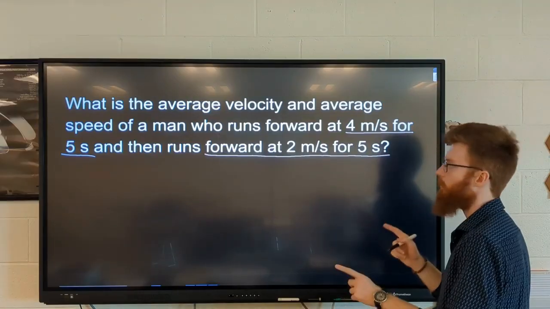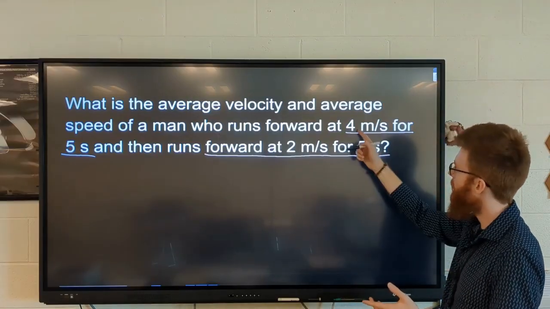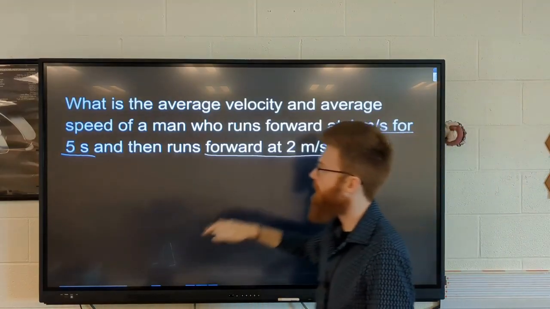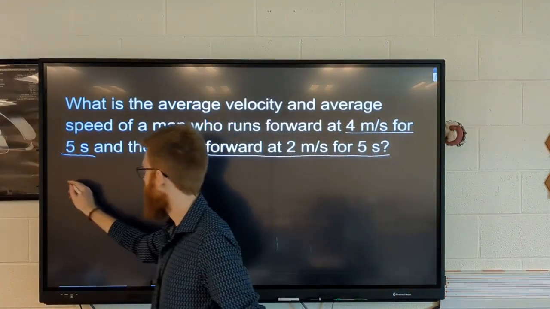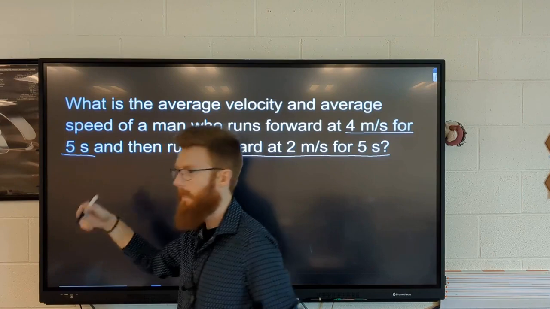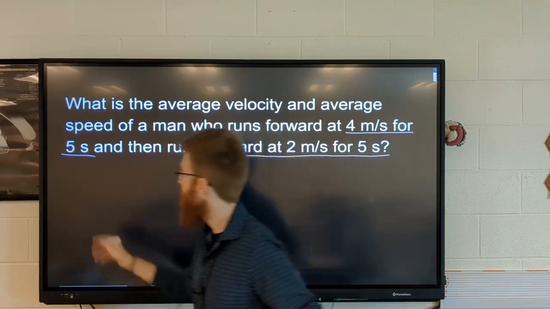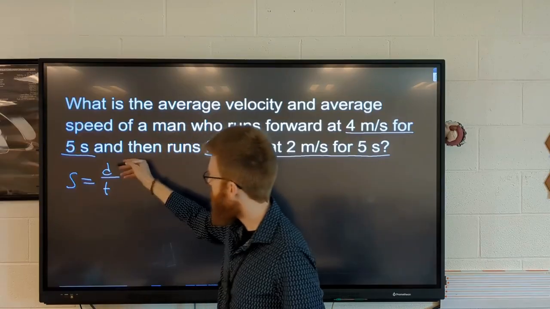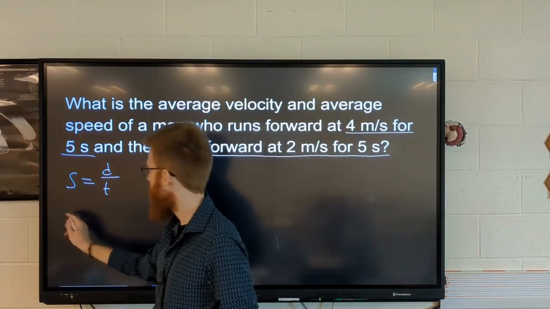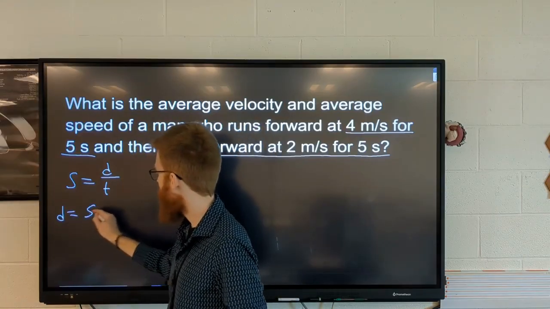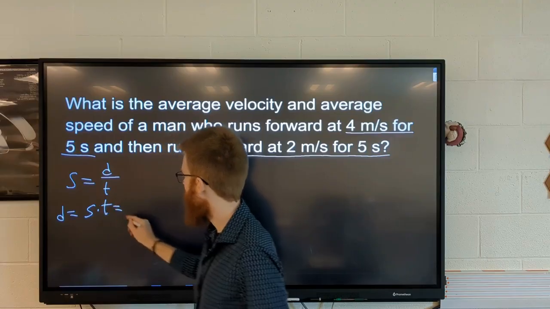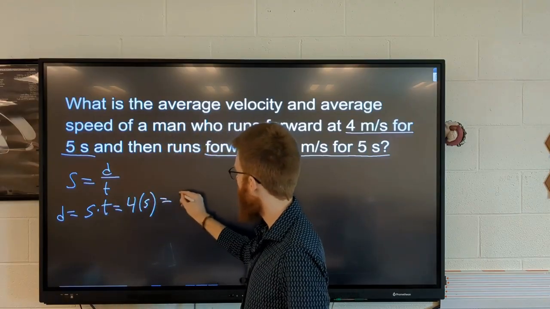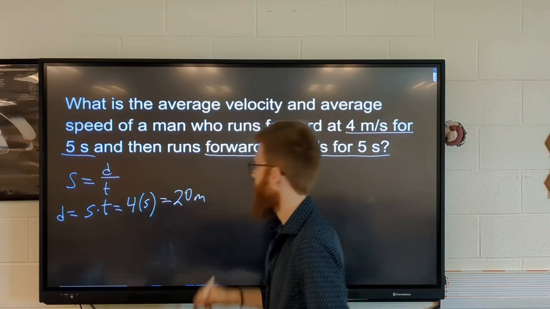We'll need to break this down into two pieces. First, we got to figure out how far he went during that first bit where he was going 4 meters per second for 5 seconds. Well, if I wanted to know how far, like a distance, I could say, here's my speed equation. I want to get distance by itself, so I'll multiply t up. Distance is speed times time, or in this case, that's 4 times 5, which would be 20 meters.